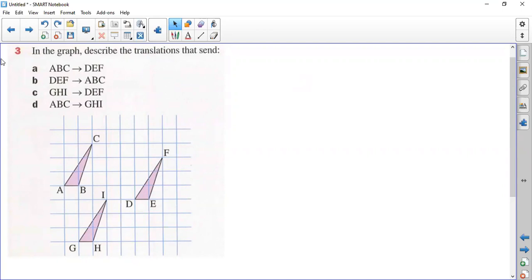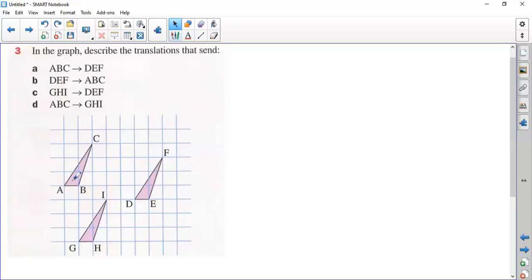Now let's have a look at exercise three. In this graph, there are three congruent triangles, as you see. They're equal to each other, and we have to describe the translations that send the first triangle, ABC, to DEF, DEF to ABC, which means the inverse translation, GHI to DEF, and ABC to GHI. So let's take them in order.